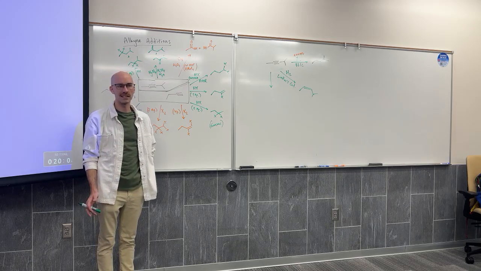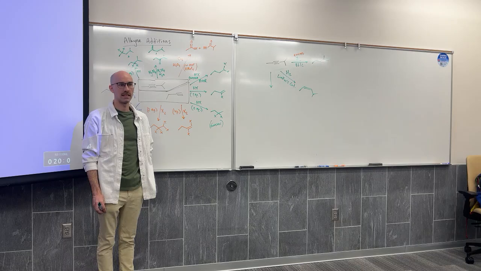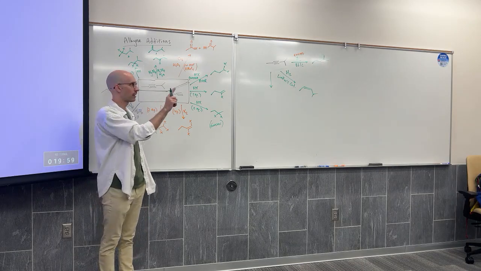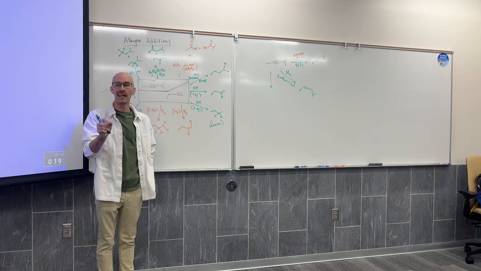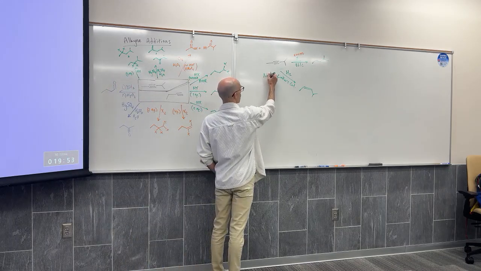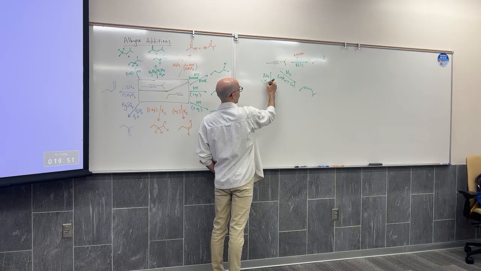What if I don't want the Z alkene? Is there a way that I can partially hydrogenate, not all the way to an alkane, but leave it at an alkene and get the trans alkene? What we use here is a metal in ammonia.